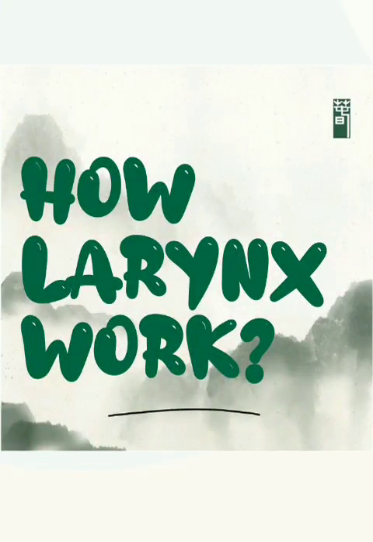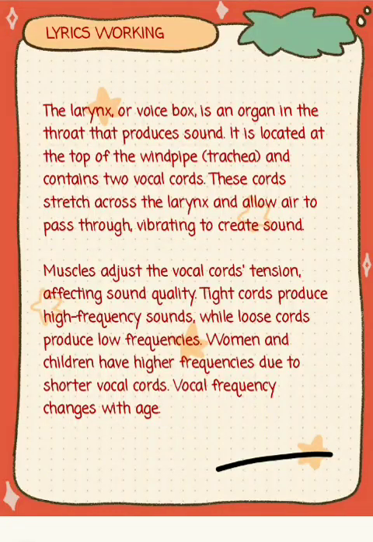How does the larynx work? The larynx, or voice box, is an organ in the throat that produces sound. It is located at the top of the windpipe and contains two vocal cords. These cords stretch across the larynx and allow air to pass through. Vibrating, they create sound. Muscles adjust the vocal cords' tension, affecting the sound's quality. Tight cords produce high frequency sounds while loose cords produce low frequencies. Women and children have higher frequencies due to shorter vocal cords. Vocal frequency changes with age.